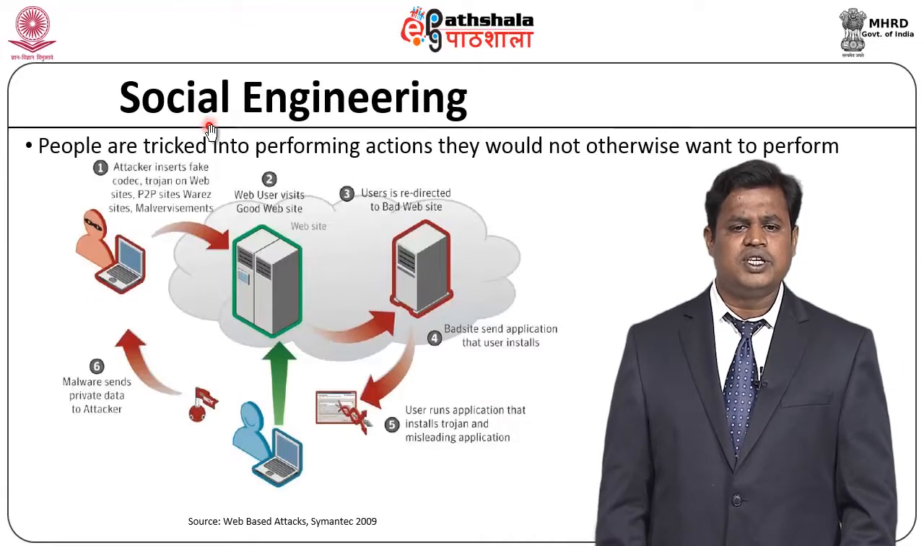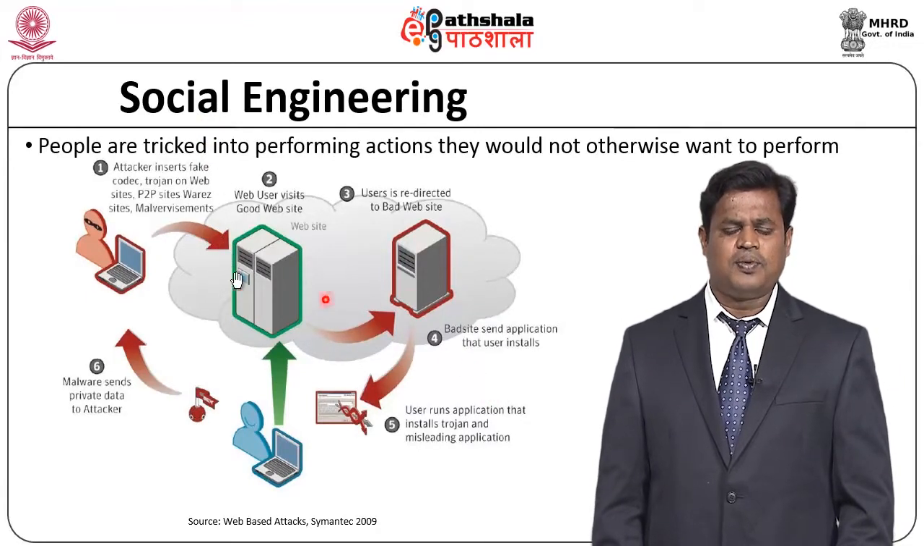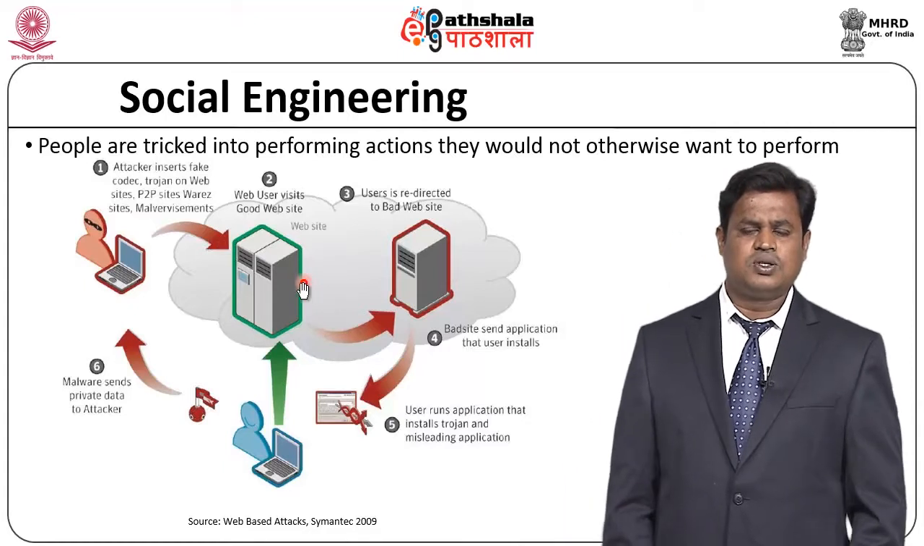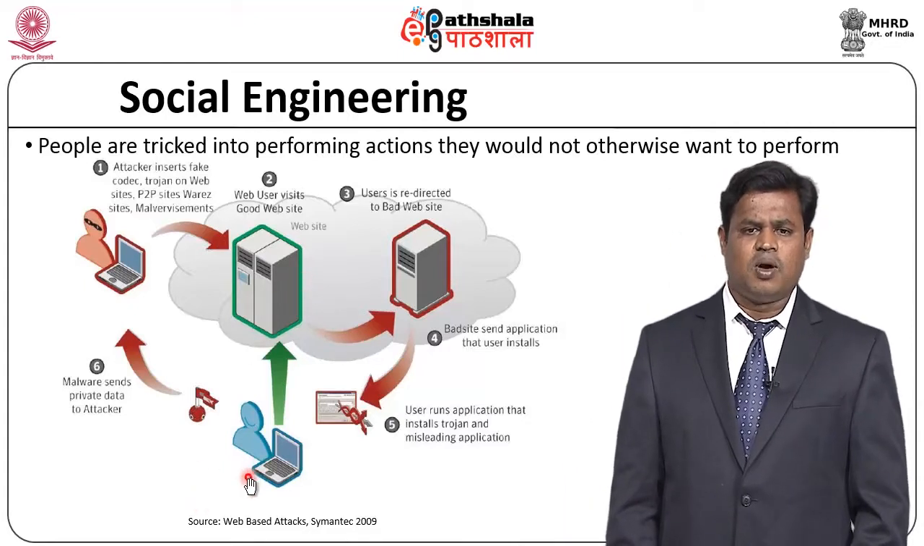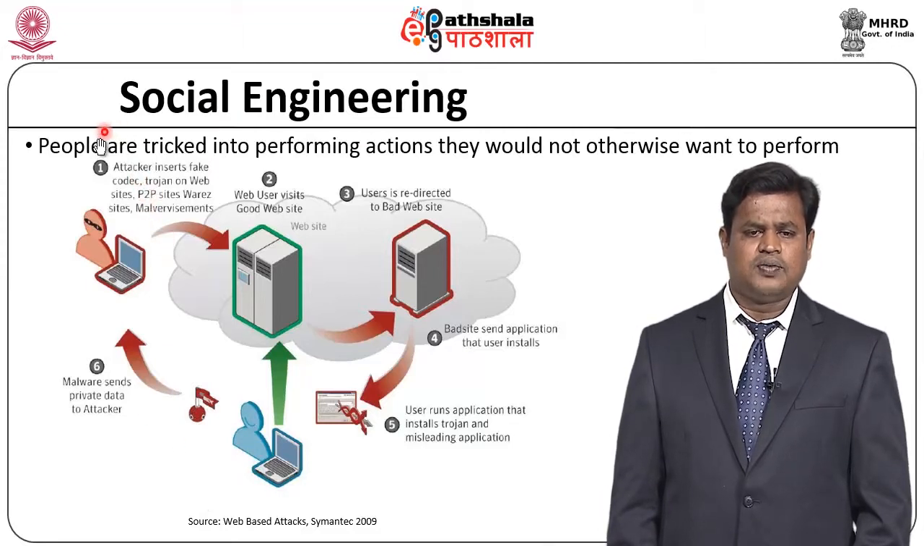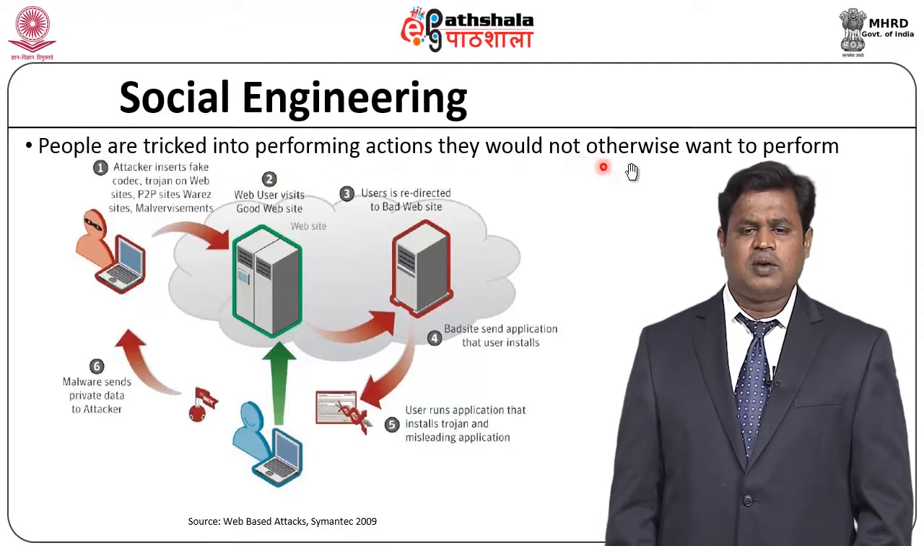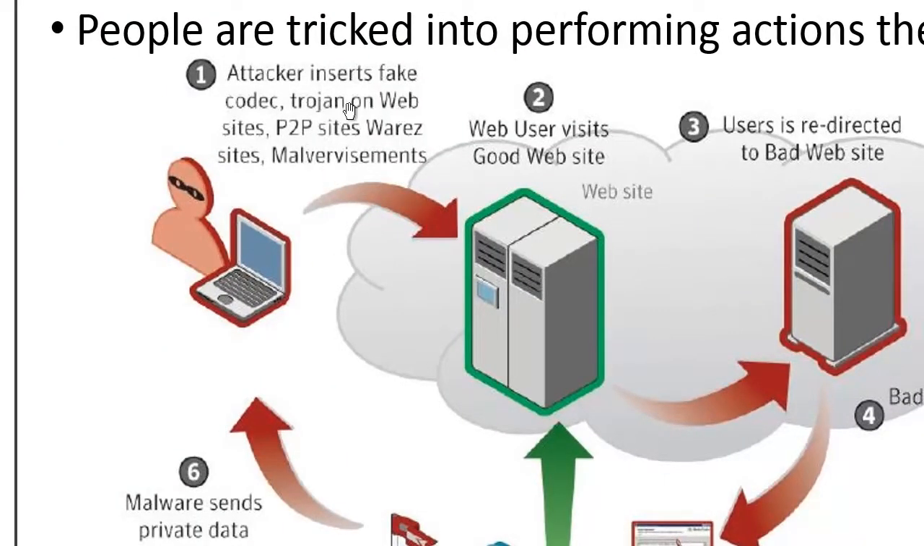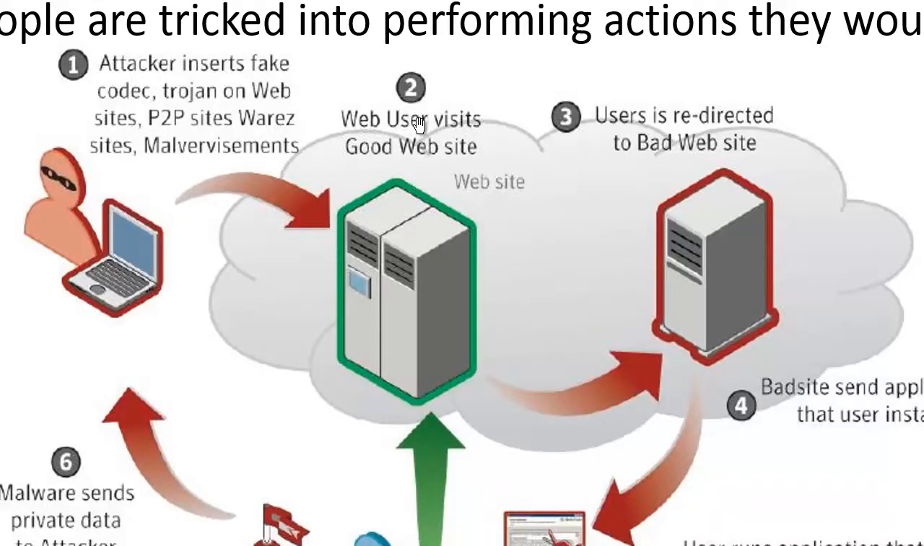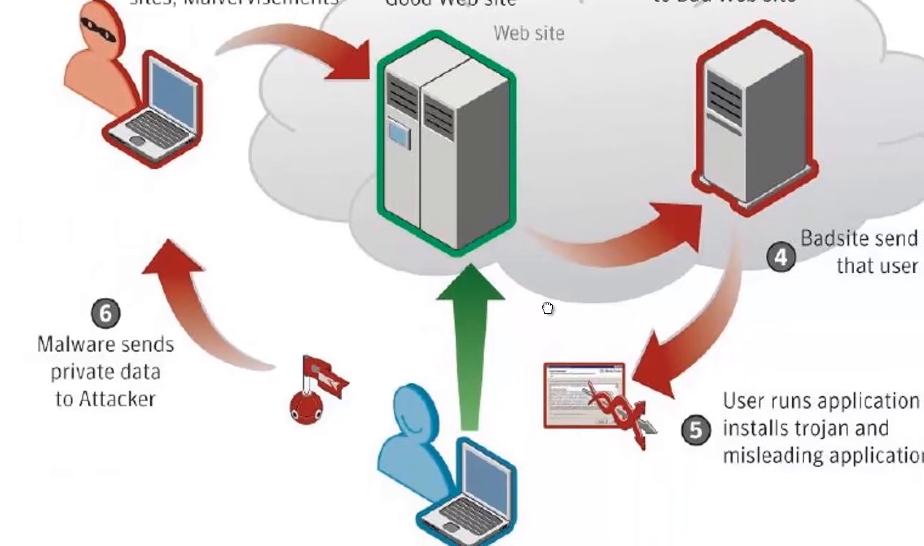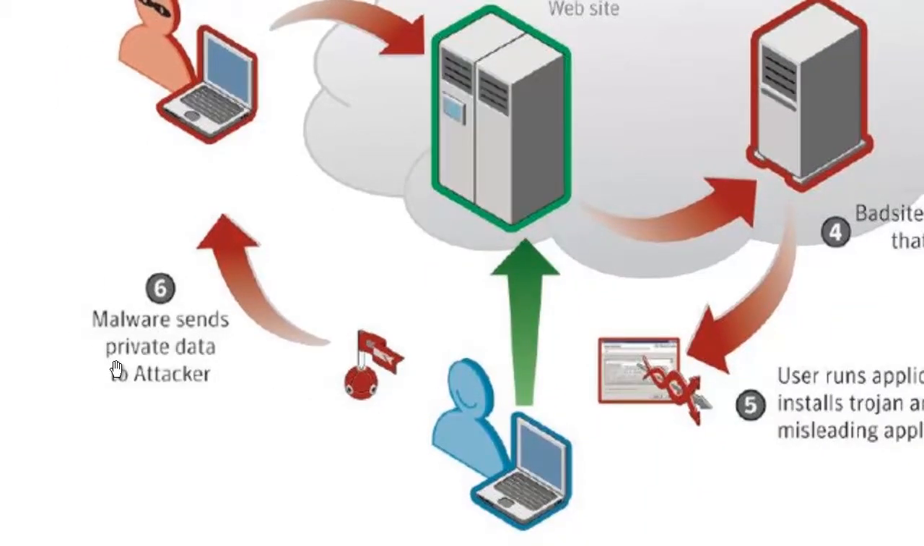Next comes social engineering, which is very important nowadays, when most of us spend our time on social websites like Facebook and WhatsApp. Such attacks happen in the case of social engineering: people are tricked into performing an action they would not otherwise perform. Here you can see again the attacker inserts fake code, a Trojan, on a website or peer-to-peer site, along with malware, where the victim visits a good website and is redirected to a bad website, and again the private information is collected.